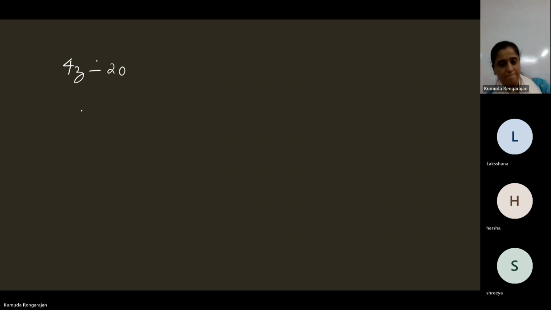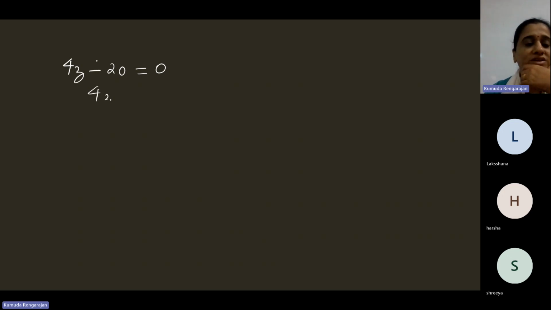Now let's just take a linear polynomial, a very simple one, say 4z minus 20. It's a polynomial. It's linear because in 4z, z is the variable and its power is 1, so the degree is 1. Now you equate it to 0 and solve it. So 4z is equal to 20, z is equal to 5.